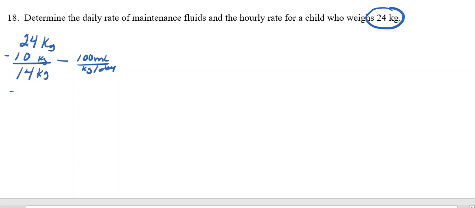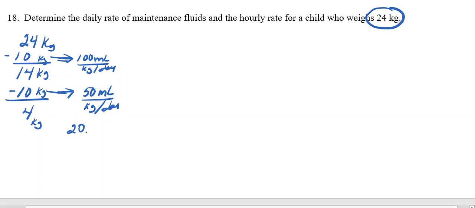So she has enough for the second 10 kilograms, and that's 50 milliliters per kilogram per day. So I'm going to multiply this one by 10. And then I have 4 left over. This 4 kilograms is what I have that's over 20, since 10 and 10 is 20. So this is going to be the 20 milliliters per kilogram per day that we're multiplying.